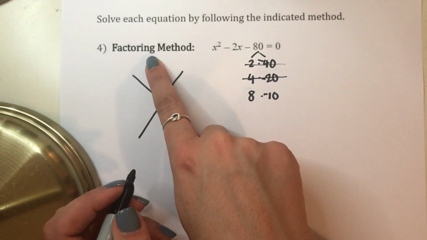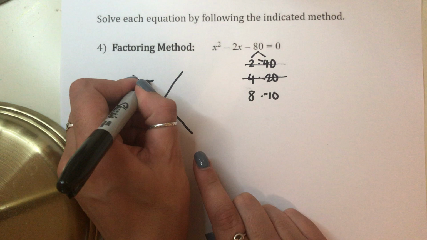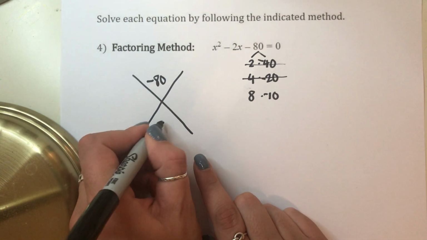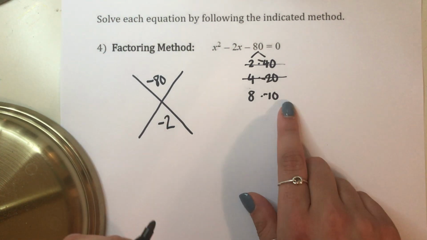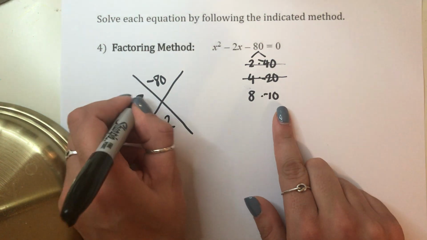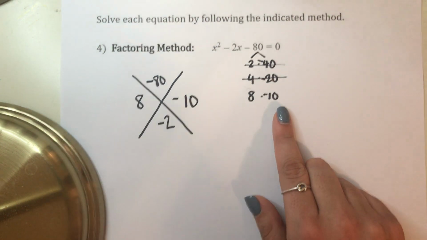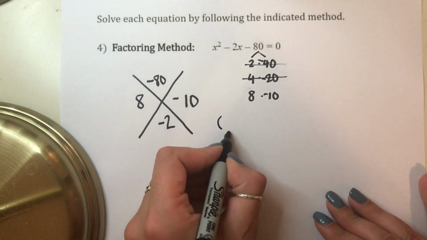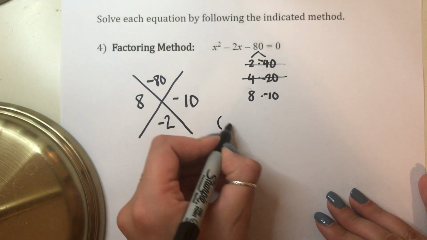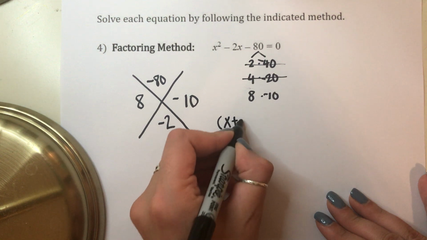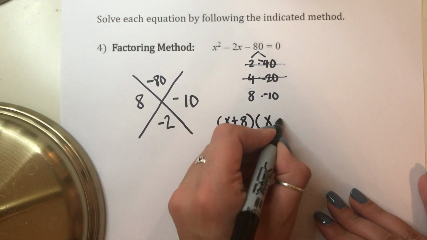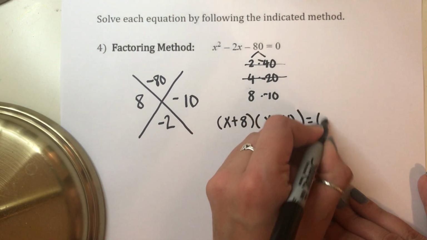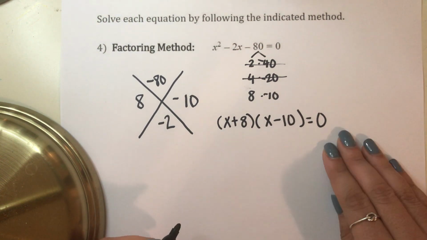Remember the factoring method, you should draw your diamond. So you'll put a negative 80 on top and negative 2 on the bottom. Your factors that work are 8 and negative 10. Now you're not done. You need to write the quadratic equation in factored form. So you'll write x plus 8, x minus 10, equals 0. This is not your answer.